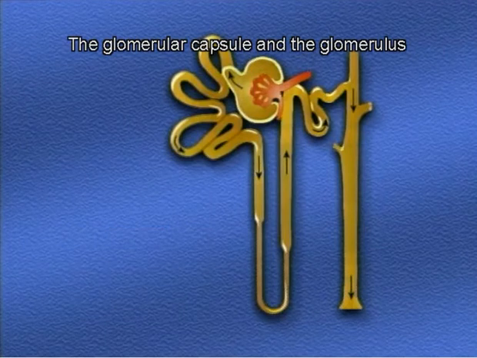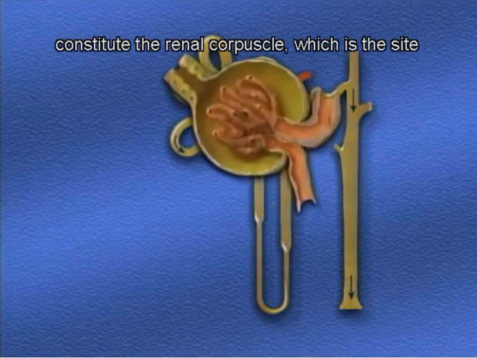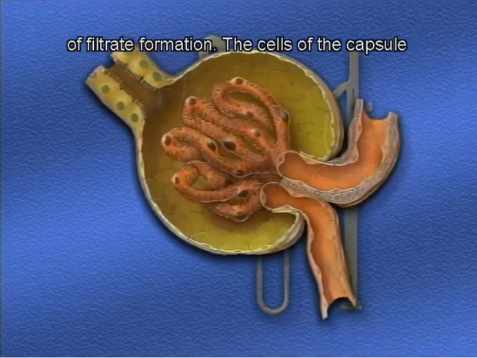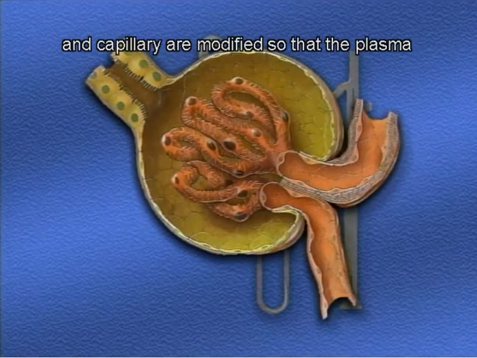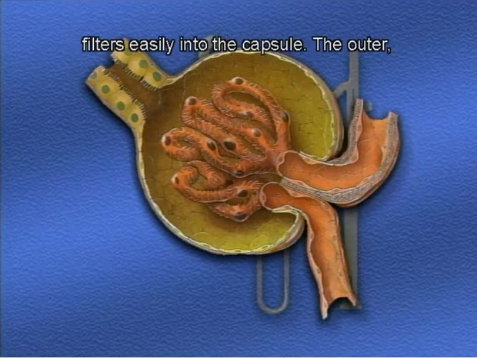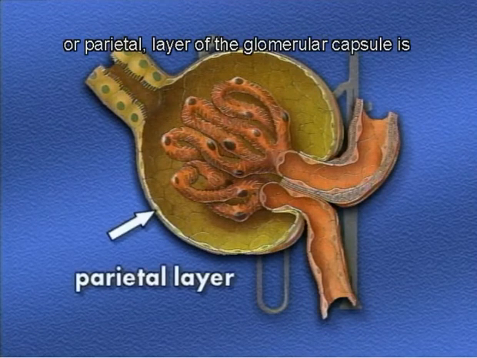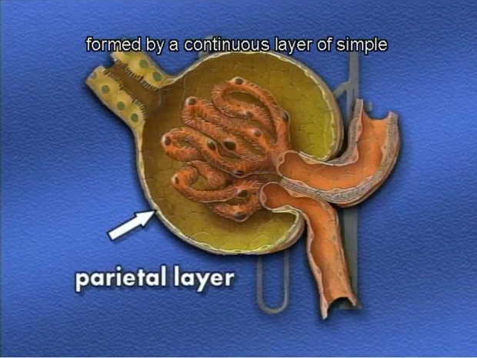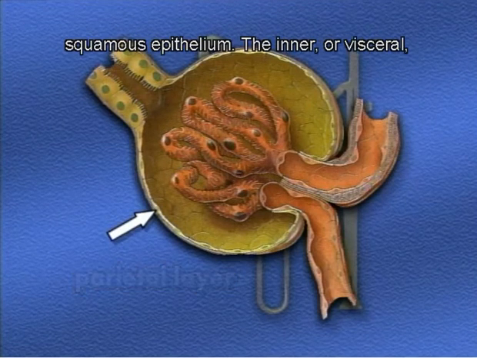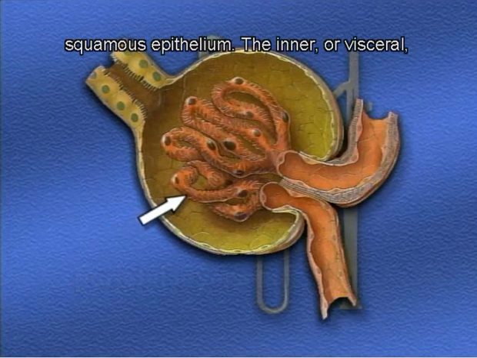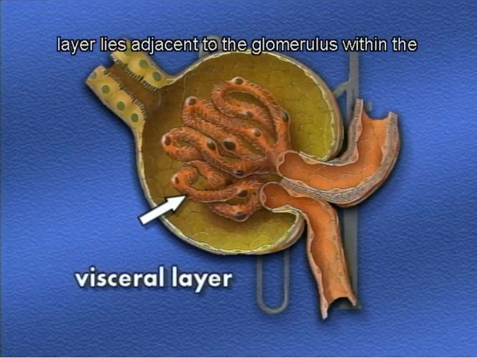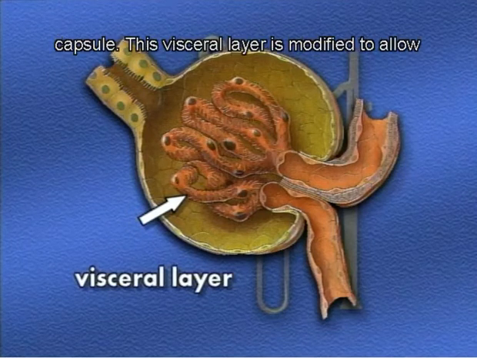The glomerular capsule and the glomerulus constitute the renal corpuscle, which is the site of filtrate formation. The cells of the capsule and capillary are modified so that the plasma filters easily into the capsule. The outer or parietal layer of the glomerular capsule is formed by a continuous layer of simple squamous epithelium. The inner or visceral layer lies adjacent to the glomerulus within the capsule.